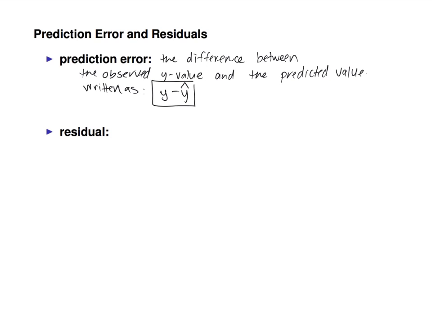So think about that blood pressure for a second. If your blood pressure is higher than average, this value is going to be positive. Does that make sense? Because then y will be bigger than the average y hat. If your blood pressure is lower than average, this will be negative. So let's write that down. If y is above average, this is positive. If y is below average, this is negative.